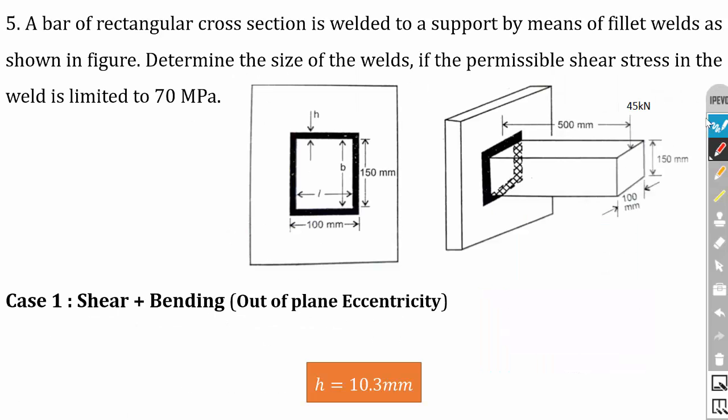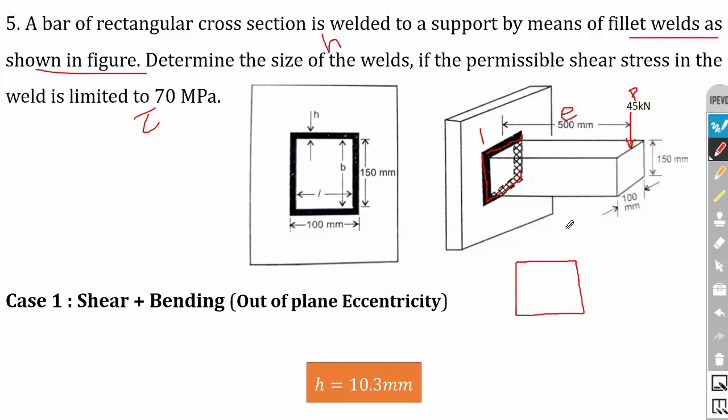So this is the tutorial problem. A bar of rectangular cross section is welded to a support by means of fillet welds as shown in figure. Determine the size of the welds h if the permissible shear stress in the weld is limited to 70 megapascal. So tau is given, we have to calculate the h value. So this is the given drawing. So again it comes under case 1. So this is the weld region, this is plane number 1, and the load is acting on a different plane. Okay, so the P is 45 kilonewton, E is 500 mm, and here also the welding is carried out in all the sides. So the outline of weld will be a square line.